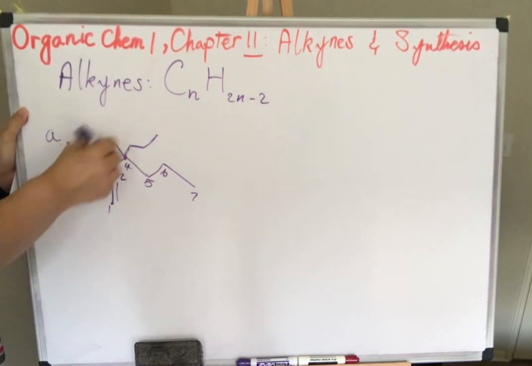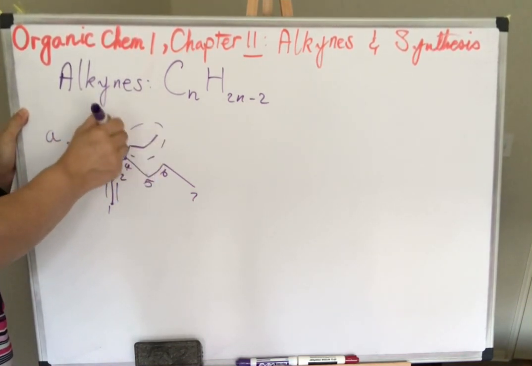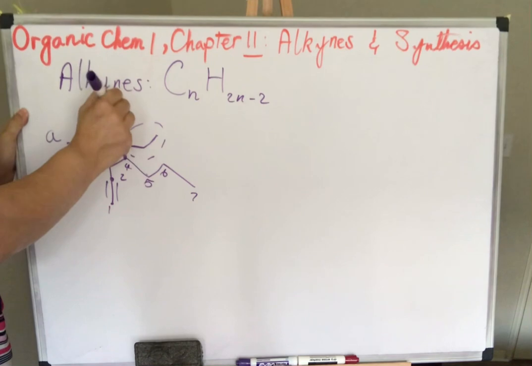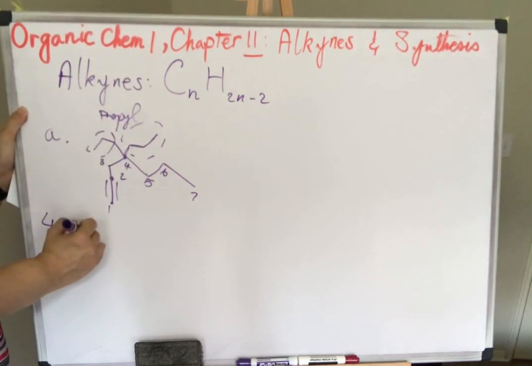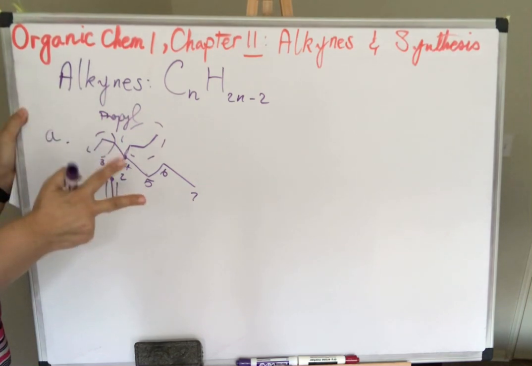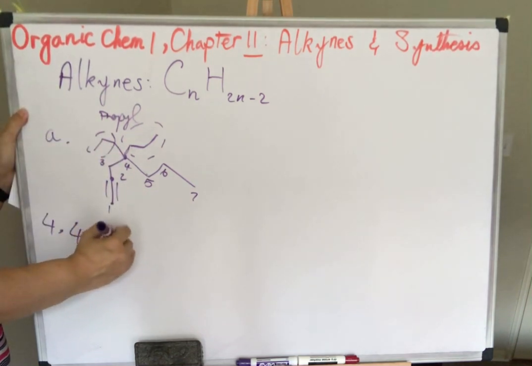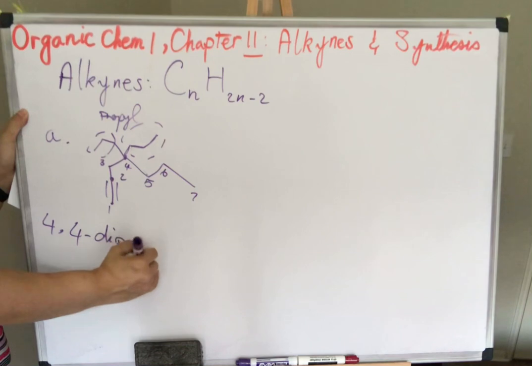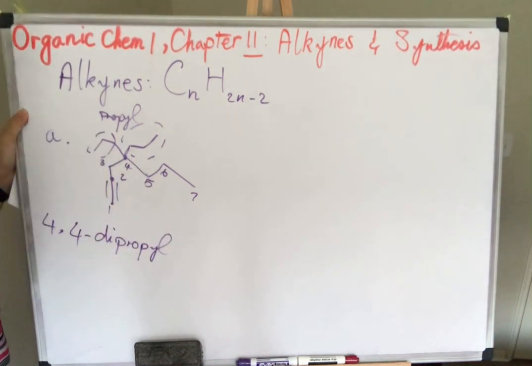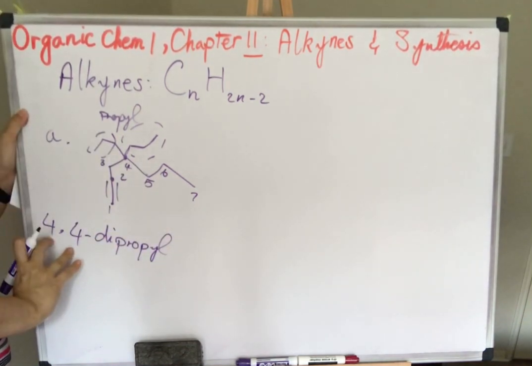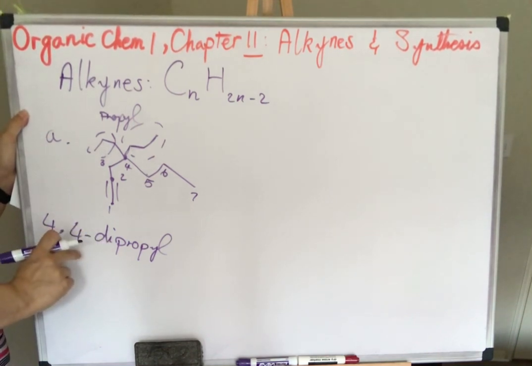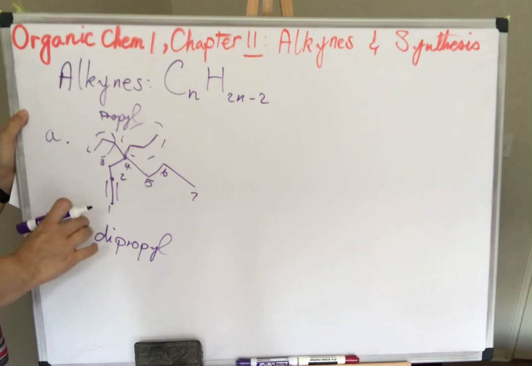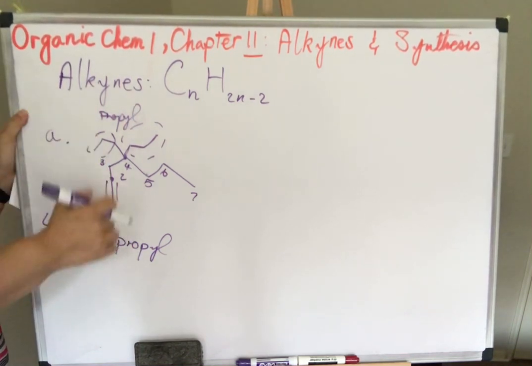So let's number the branches. They're all propyl, right? Both of them. On which carbon? On the 4th carbon. So it's 4 and 4 because I see 2 propyls. So it's dipropyl. Don't just put 4. 4 and 4 because we see 2. As soon as you repeat the number, you need to have the prefix di. It's not 4 and 4 propyl. It's 4 and 4 dipropyl.